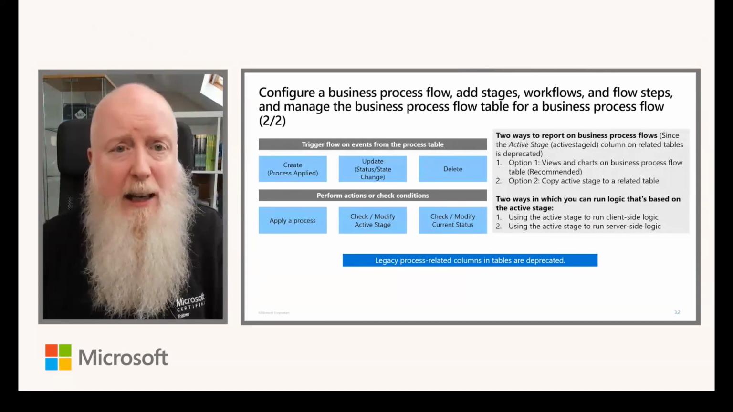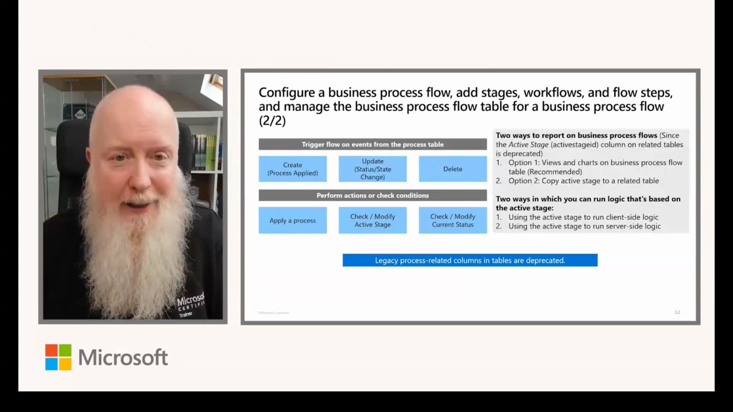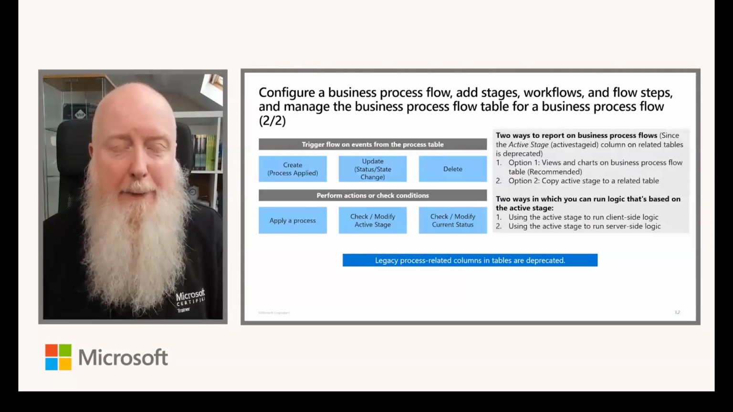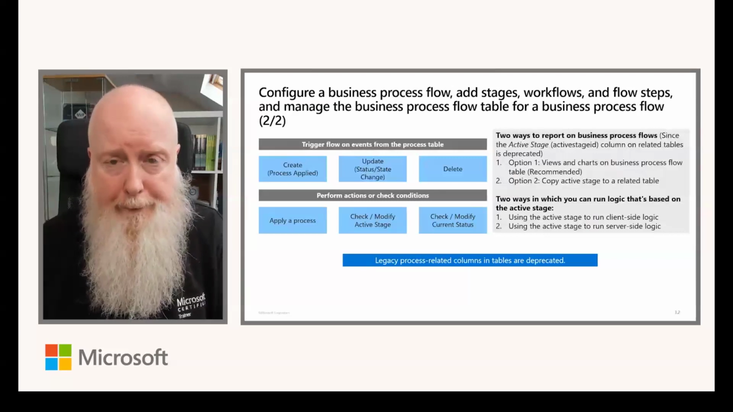This is process flow state. The process is held in a separate table. There is a business process flow table created with the same name as the business process. This is quite important for reporting and controlling the current stage of a business process.